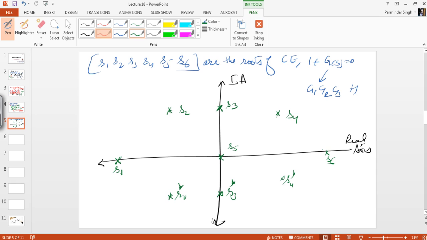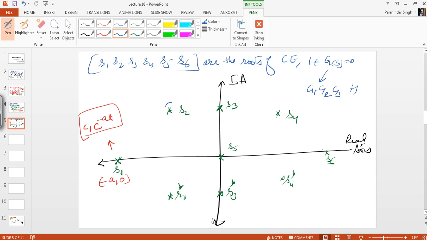Now suppose the characteristic equation has a root like S1, that is, a constant minus a1 with imaginary part 0. Such a root will give an expression in the response something like this. So this term will be there in the response of that particular system if we have roots similar to minus a1, 0.